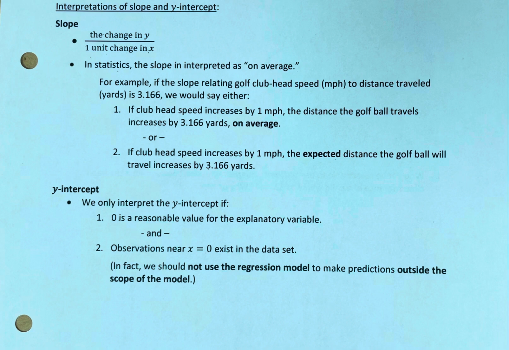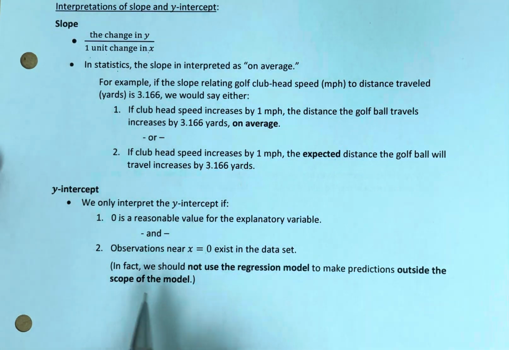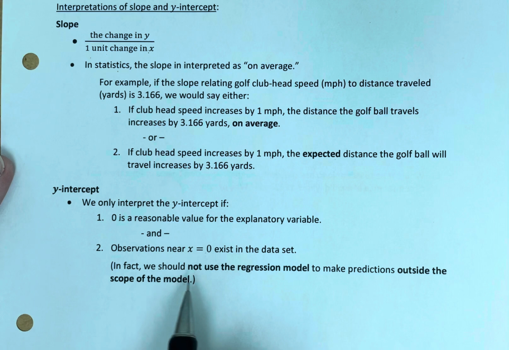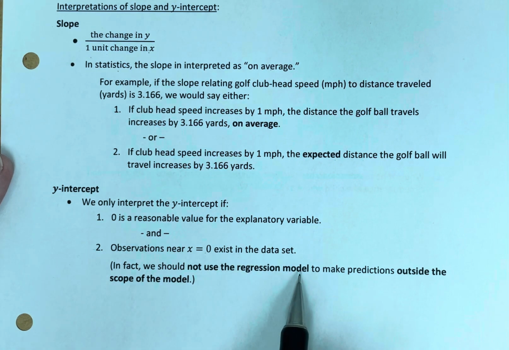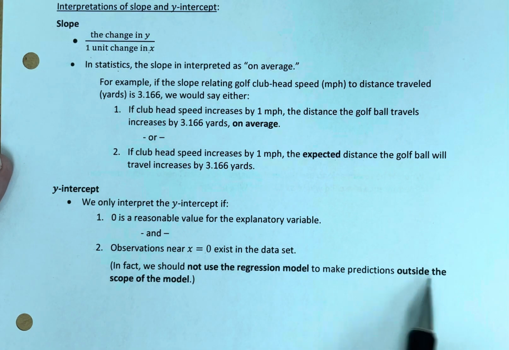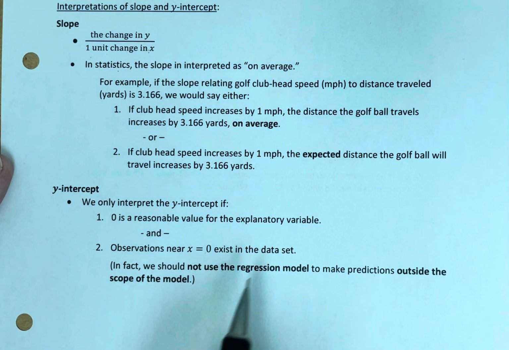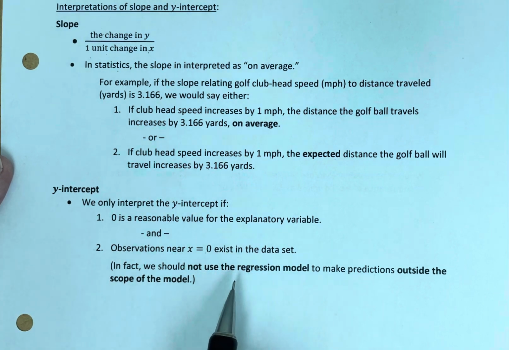And I'm going to go back, I just forgot. I'm going to go back and get that data set out so we can take a look at that data set that we're going to make use of. In fact, in general, we should not use the regression model to make predictions that are outside of the scope of the model, outside of the data that we have. And we'll see that in our example as well.